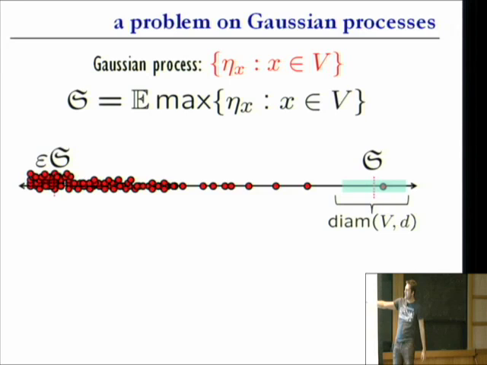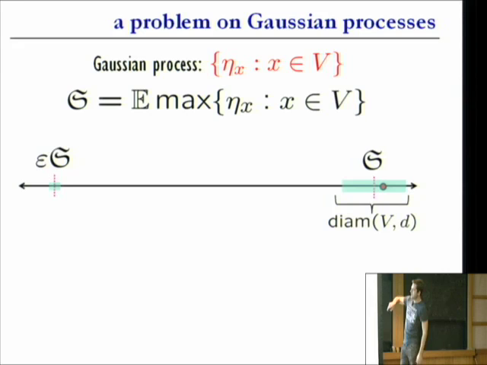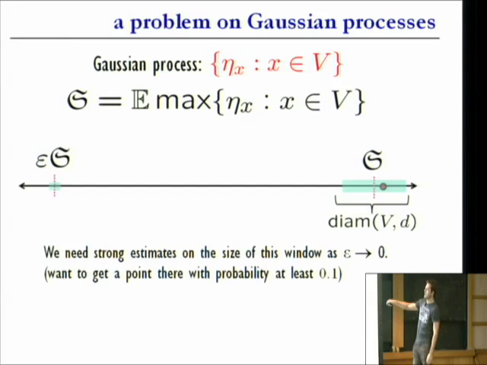So the distribution of points along the way should look like this, and it should become denser and denser as we go back. But that means I should be able to take a much smaller window around epsilon times this maximum and still be guaranteed to get a point there. If this picture is really what's going on, I should be able to take a much smaller window here and get something. So the problem that comes up, and really the technical heart of the paper, is that we need estimates on the size of this window as epsilon goes to zero.